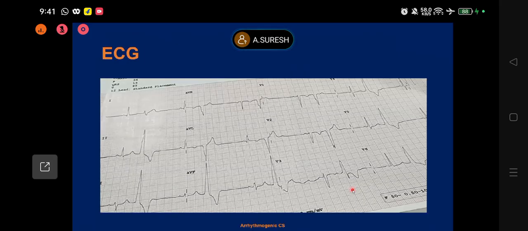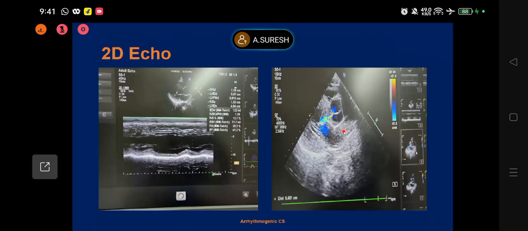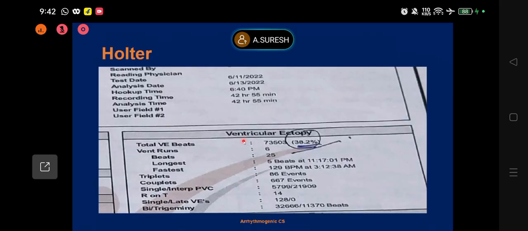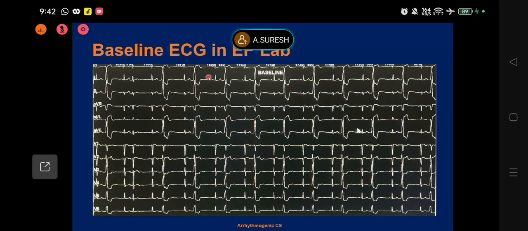So this is the ECG. As you can see here, outflow tract VPCs, with lead 1 AVL negative, 2, 3, AVF positive, and V1 is LBB type, and small r is there. So this patient had a moderate LV dysfunction. She had a high VPC burden of 38.2%. So it was a tachycardiomyopathy. As she had a tachycardiomyopathy, we took her up in the lab.